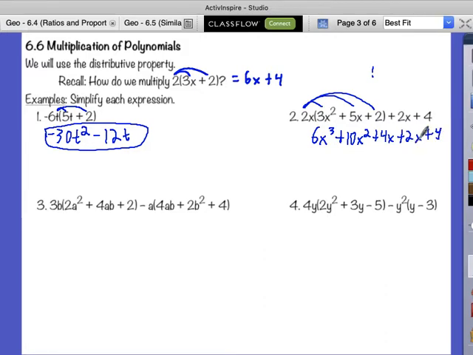Now, do we see anything we can still simplify? Yes, you can. The 4x and 2x, they're like terms. Can we simplify anything else? No. So 6x to the third plus 10x squared plus 6x plus 4. When we add, we don't change the exponents.